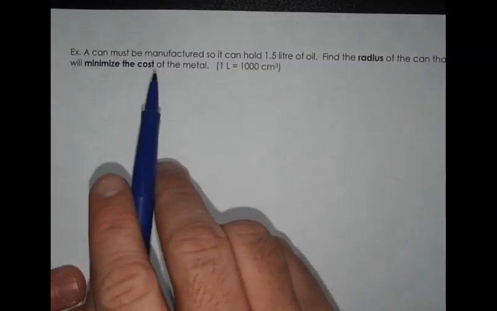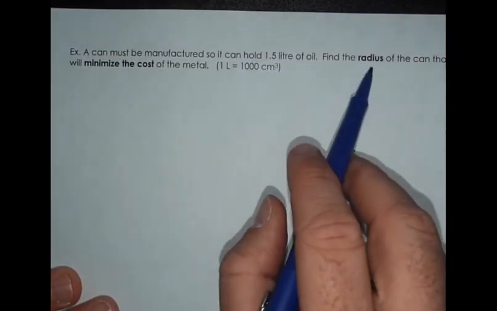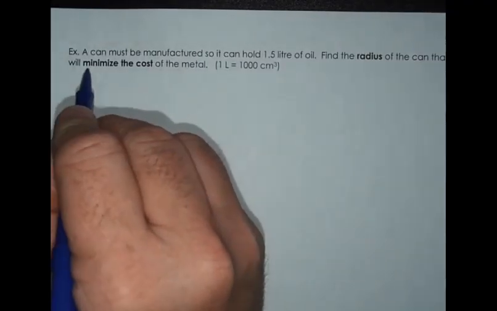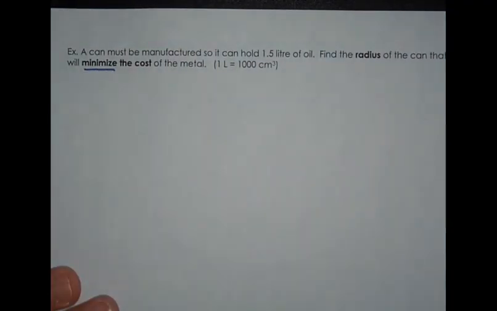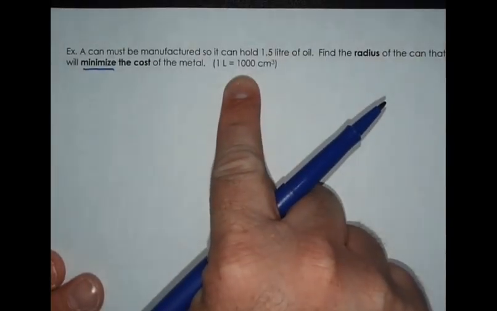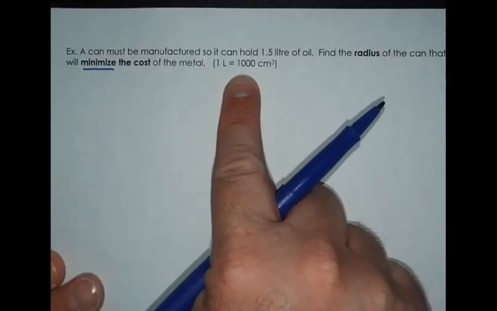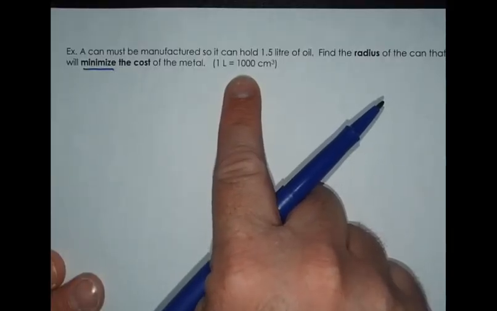We've got a can that's manufactured to hold 1.5 liters of oil. Find the radius of the can that minimizes the cost. So again, we're going to find the derivatives that equal 0, figure out those critical points. A common thing we have to think about here is this conversion. So we're going to use this conversion based on the dimensions of the cylinder.